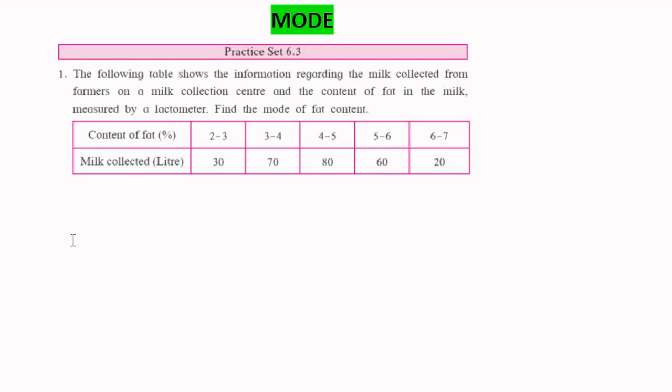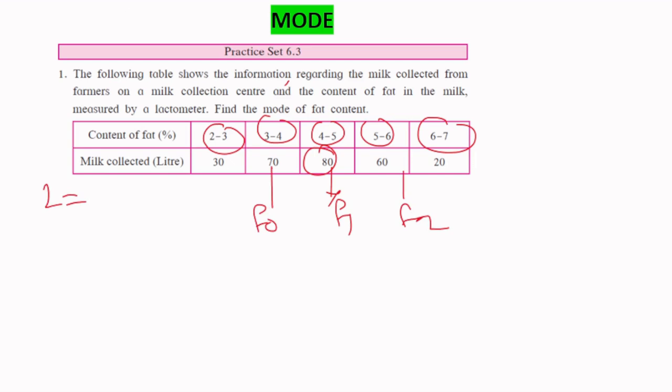Let's move to question number 1 of practice set 6.3. Let's begin. Here the content of fat is given as 2 to 3, 3 to 4, 4 to 5, 5 to 6. All the class intervals are continuous, so no need to do additional work. The highest is this one, so this will be your f1, this will be your f0, this will be your f2. And what is L? The modal class is the highest one. 4 to 5 is the modal class and its lower limit is 4. Class interval, upper limit minus lower limit, 5 minus 4, 1. Very easy.